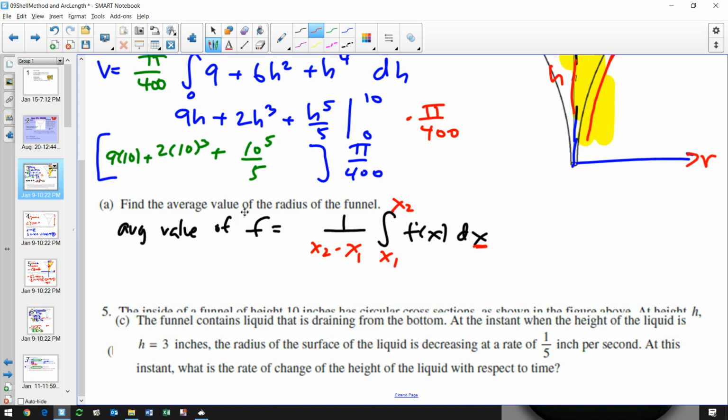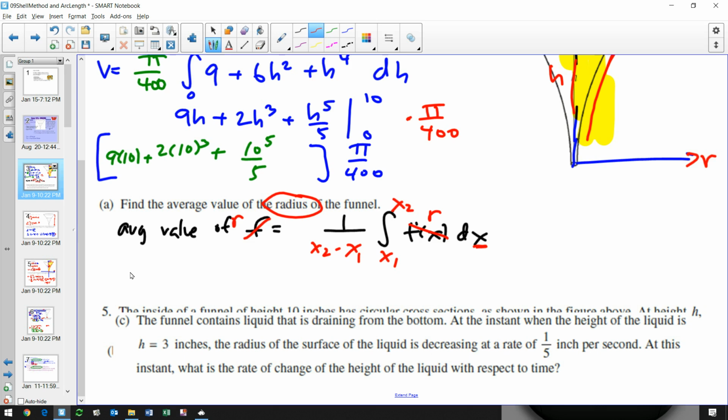All right, so we're doing the same thing, but f is not f, f is a radius. Remember what we talked about last year? If they want the average value of your dog, you're going to put your dog here. If they want the average value of f prime, you're going to put f prime here. So if they want the average value of the radius, what are you going to put here? The radius. Does that make sense?